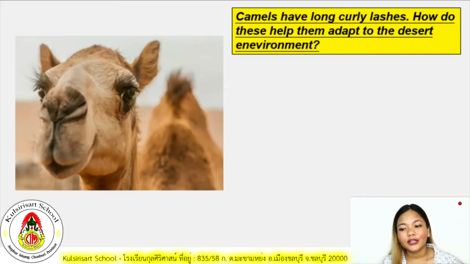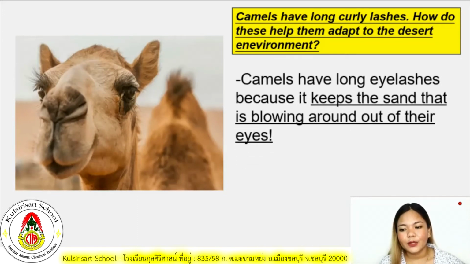Now, we have here another question. Camels have long curly lashes. How does this help them adapt to the desert environment? As you can see here in the picture, these camels actually have long eyelashes. And what is the function of this? Camels have long lashes because they keep the sand that is blowing around out of their eyes. Now, we all know that camels are very common in desert places. And when we say desert, these are places that are covered in sand. These long lashes are what keep the sand that is blowing around out of their eyes.